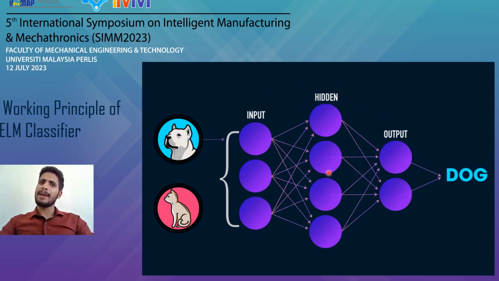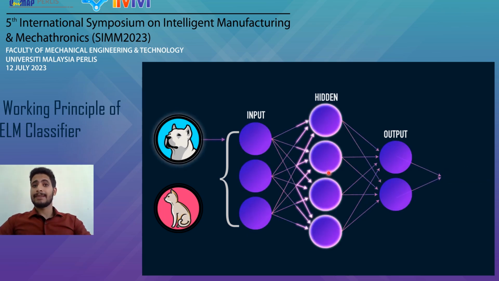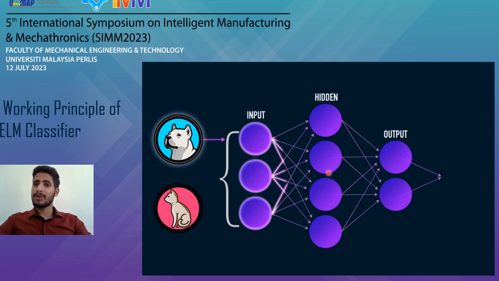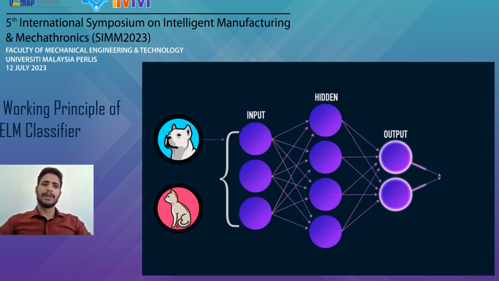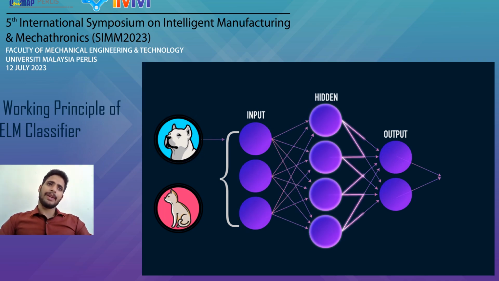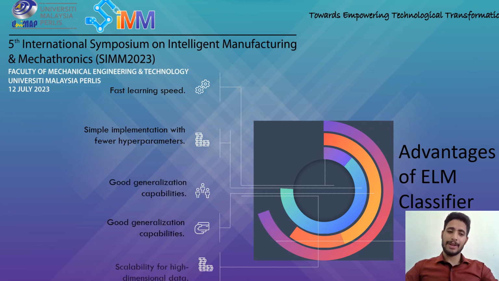In ELM, the hidden layer neurons are randomly initialized and remain fixed throughout the training process. During training, the input data feeds through the network, and the output layer weights are updated. So the ELM achieves fast learning and demonstrates good generalization performance. After we see the design of the ELM classifier and how it works, we can go to the advantages of the ELM classifier.